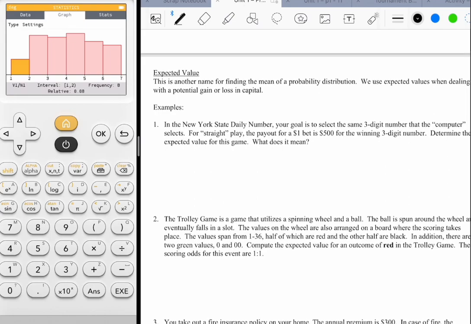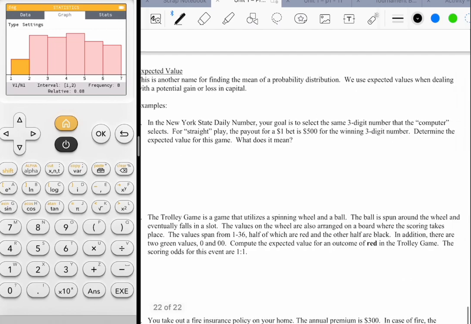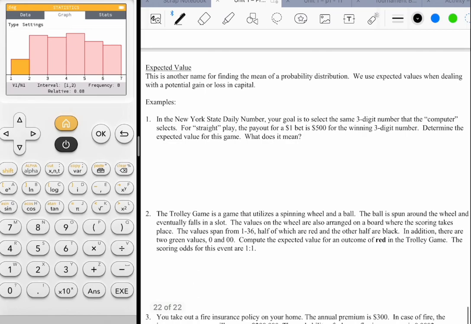because that really feeds in nicely to our next project or activity. So New York State daily number, your goal is to select the same 3-digit number that the computer selects. You know, this first ball up is 2, and the second is 7, and the last is 4. All right. What we want to do is determine the expected value for playing the game.